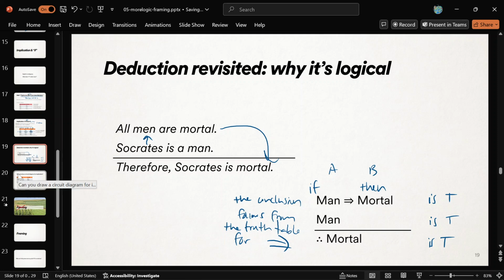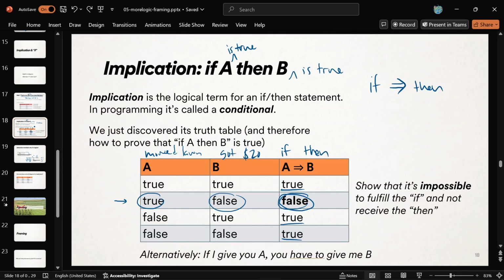Let's see, where are we? I guess I'll just use a different color real quick. So assume that this is true, right? Assume that man implies mortal is true. So that means we're in one of these three cases, right? Because there's that if A, then B. Assume that it's true. That means we're in one of those three. We're not in that other one, the middle one. We're in one of those circled ones.